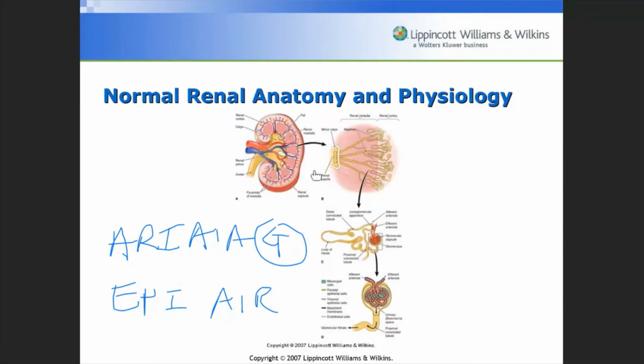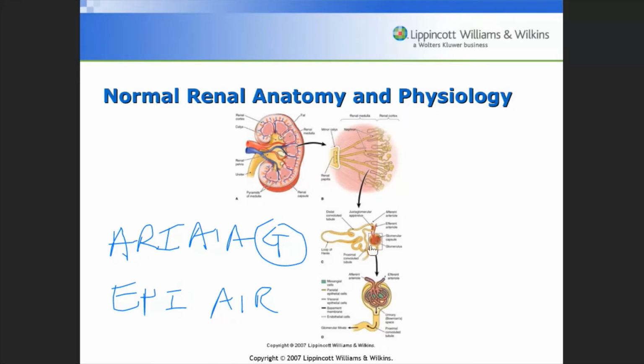Okay, and the functional unit of the kidney does three major functions to form urine. The three processes involved in urine formation are filtration, reabsorption, and secretion. Those are the three major important functions of the functional unit of the kidney, which is known as the nephron. So the nephron starts here, inside this knot, which is the glomerulus, with the Bowman's capsule surrounding it.